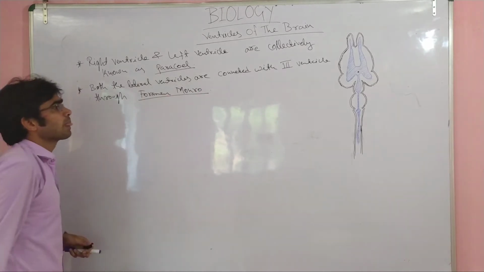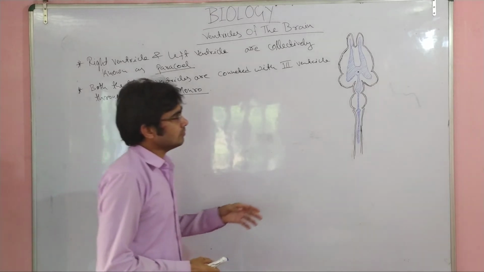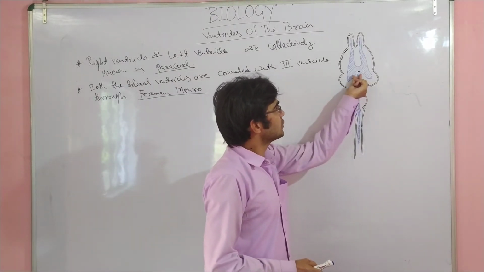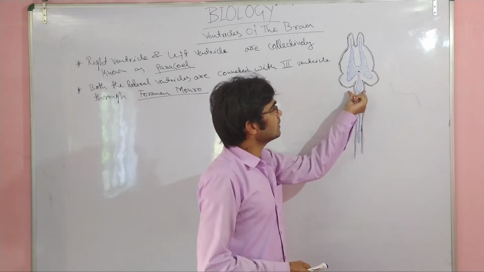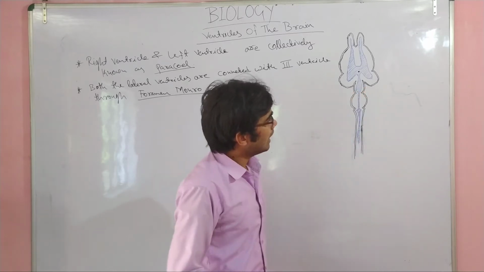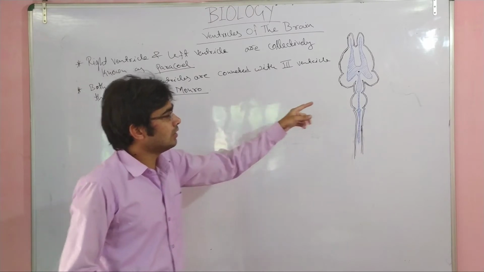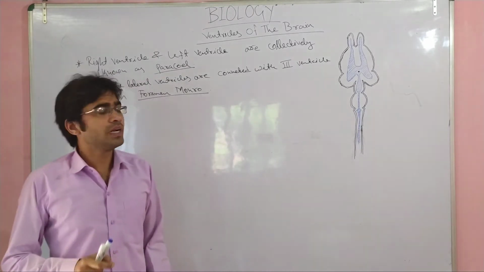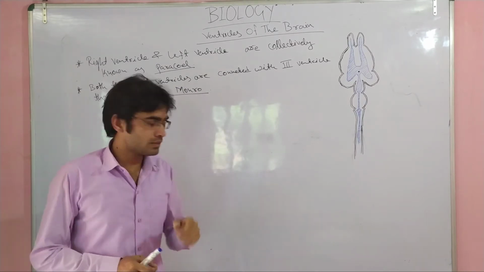Focus here. The third ventricle has a channel. This channel is running down into the diencephalon region, and this third ventricle is lined by a very delicate membrane, and this membrane is known as lamina terminalis.